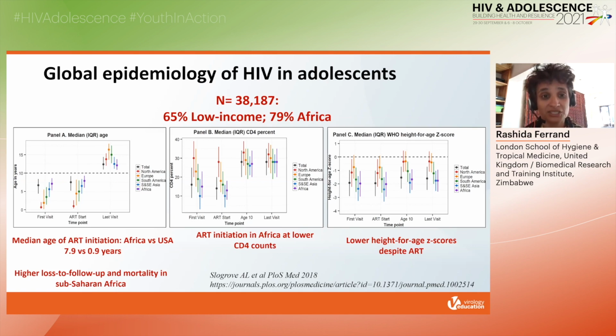And ART initiation in Africa is done at much lower CD4 counts than in children in high-income settings, as you can see from the second panel in the middle. And on the third, on the right, what you can also see is that the height for age scores, which is a marker of linear growth, is also much lower in children from Africa.